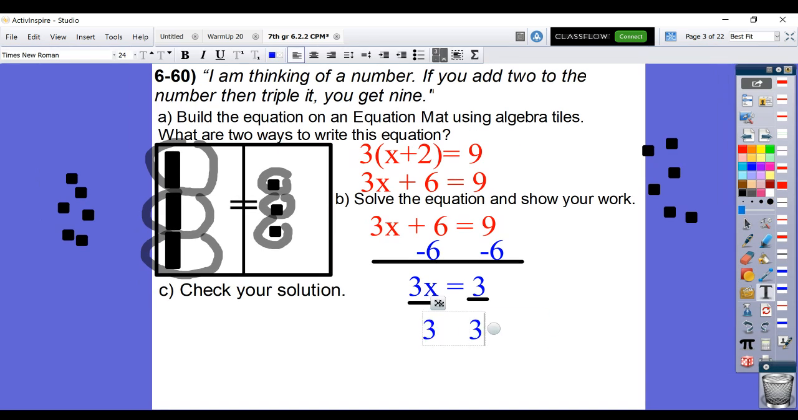This is the way we would show our work for that. And then what we'd have would be that x would equal 1, because when we divide into 3 groups here, we have x. When we divide into 3 groups here, we have 1 in each group.